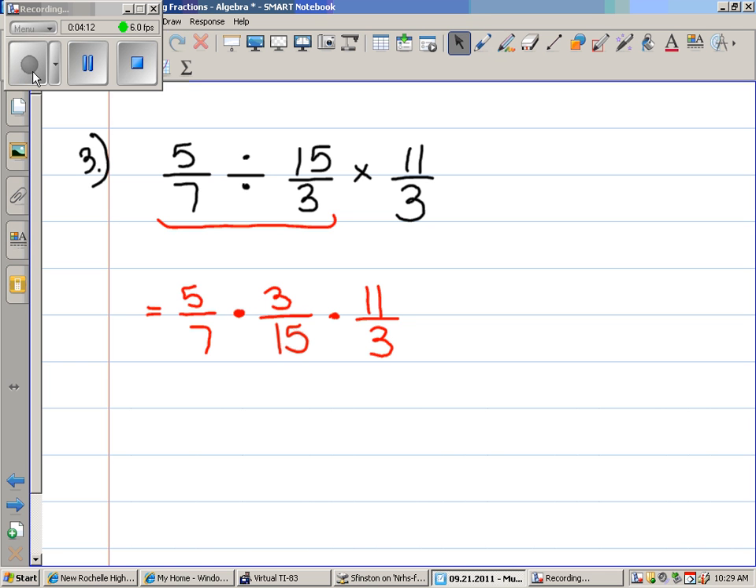And then here's what we do second. We're going to do 5 times 3 times 11 on top. 7 times 15 times 3 on the bottom. Okay. Now let's do this.